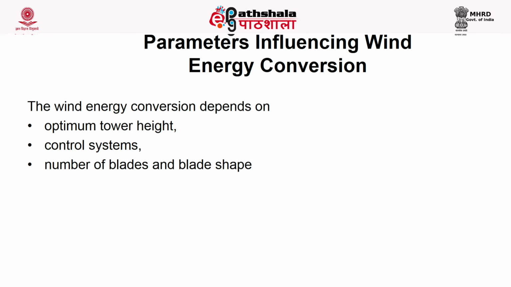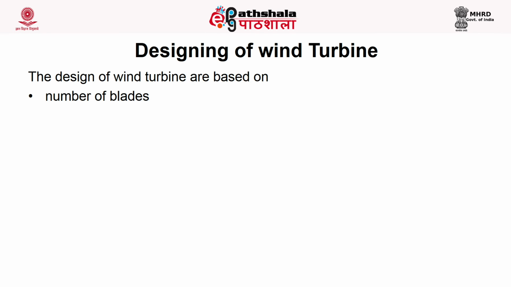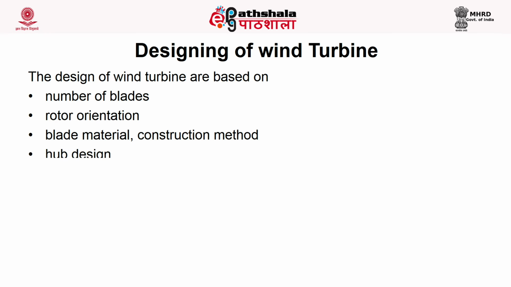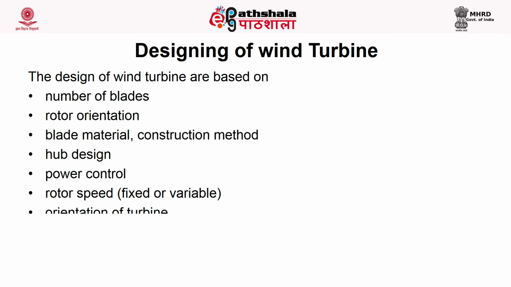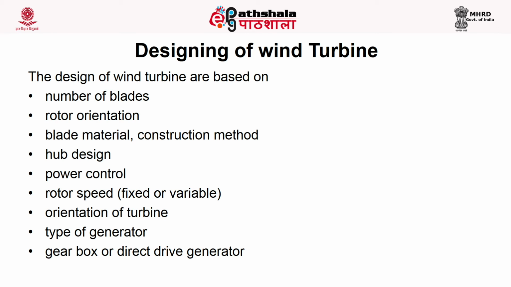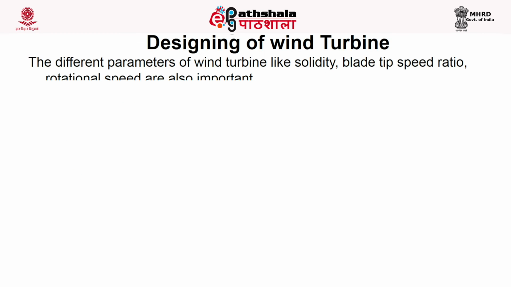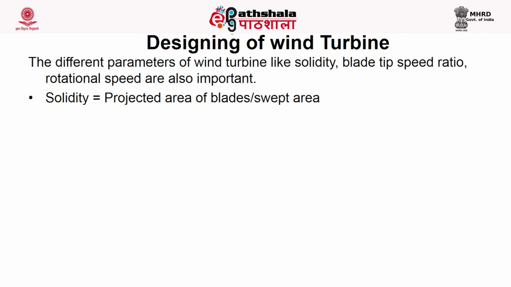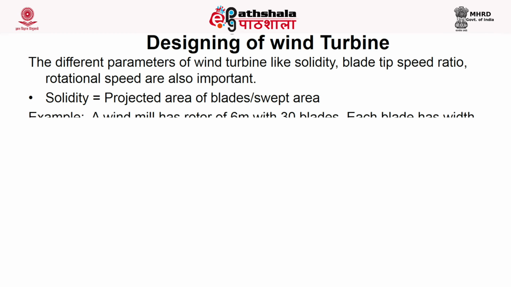The wind energy conversion depends on optimum tower height, control systems, number of blades and the blade shape. The design of a wind turbine is based on the number of blades, rotor orientation, blade material, construction method, hub design, power control, rotor speed, orientation of the turbine, type of generator, and gearbox or direct drive generator. Different parameters like solidity, tip speed ratio and rotational speed are also important in designing a wind turbine.